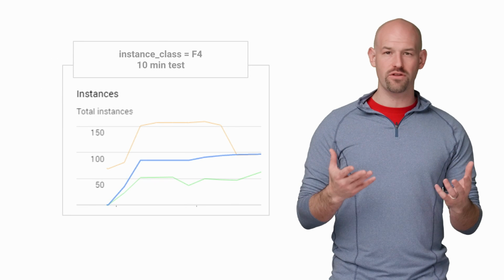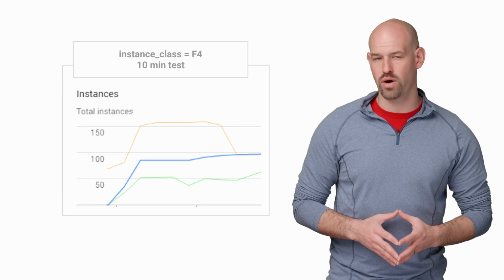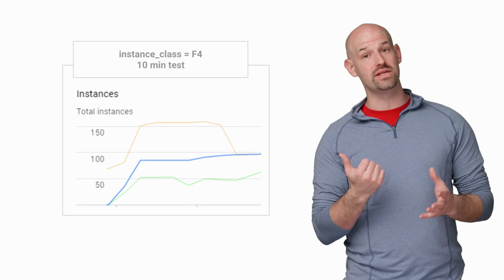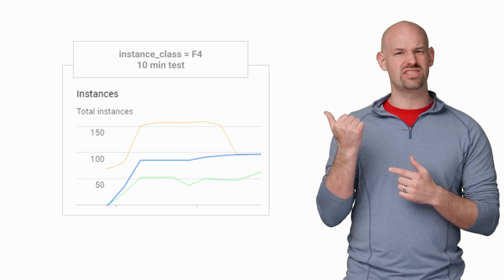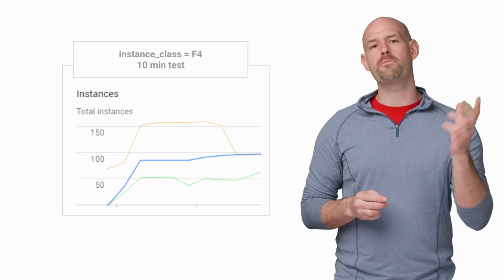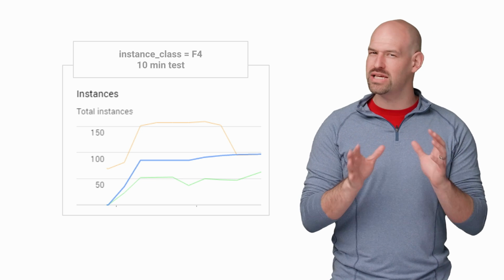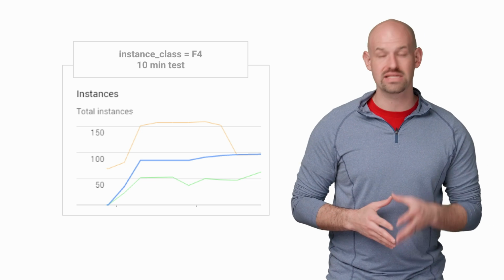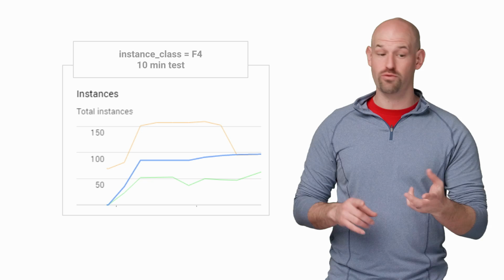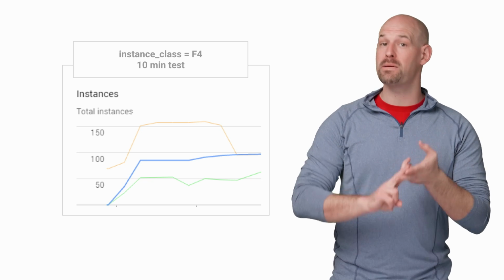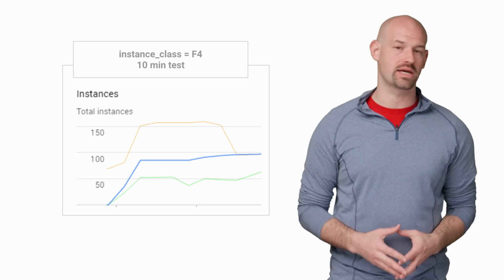The default for the instance class variable is F1. So let's test an F4 instance and see how that changes things up. We can see that for our particular workload, changing this from F1 to F4 didn't really do much to the overall number of instances. However, I'd expect that to change if we were actually CPU or memory bound instead of just sleeping for 4 seconds.